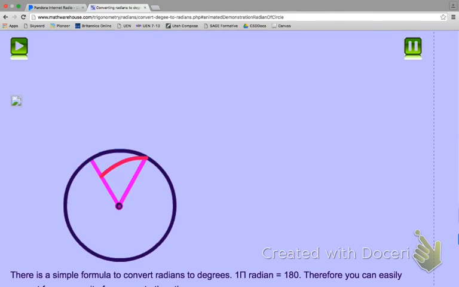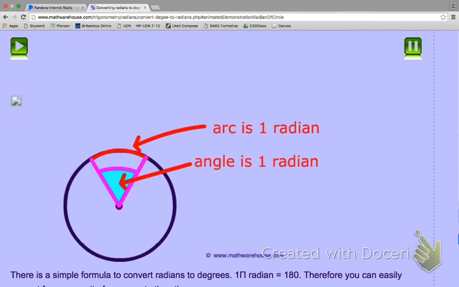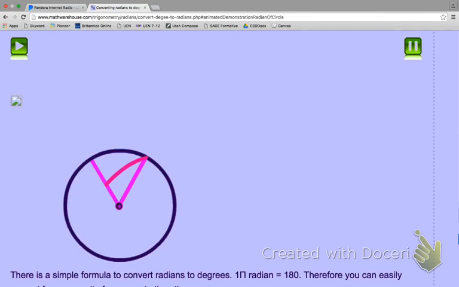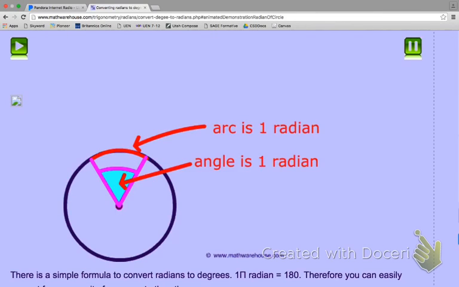So here's an animation that will show you basically what a radian is. If you look at this again, they started at the radius of the circle and it came out, and it's the same length as our intercepted arc. So the angle is 1 radian and the arc is also 1 radian.